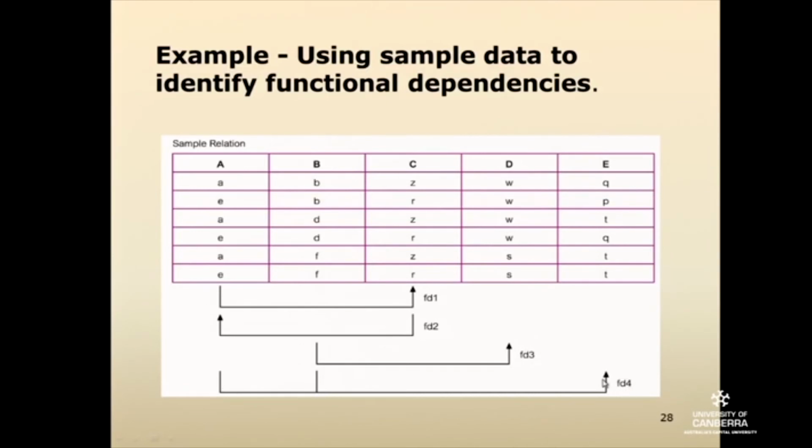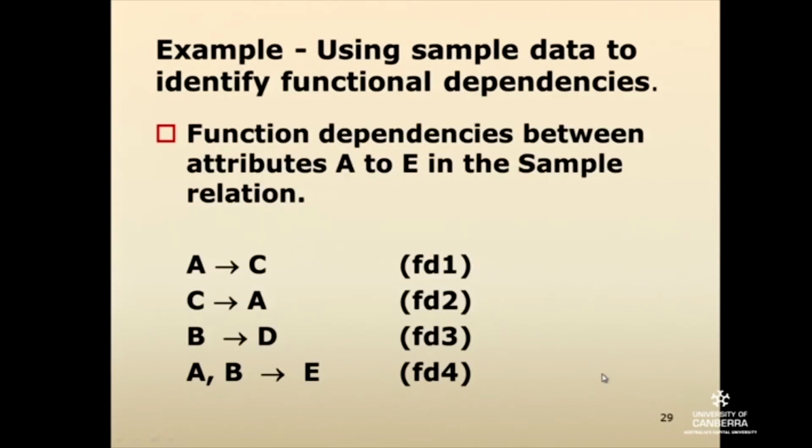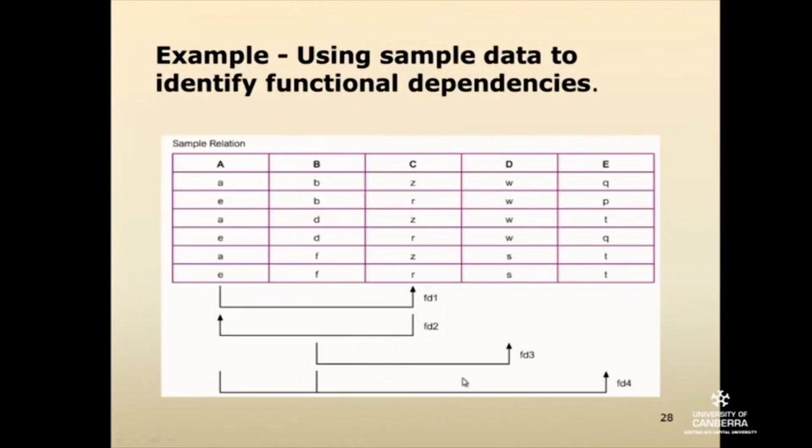So if you want to do some representations for yourself in your tables, you can do this instead of using this notation. So FD1, FD2, FD3, FD4, saying that there are 4 functional dependencies. This one, A determines C, we call functional dependency number 1. C determines A, we call functional dependency number 2, FD2, and so on and so forth.